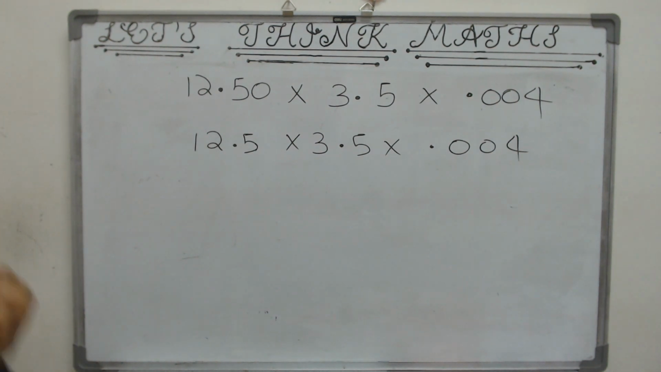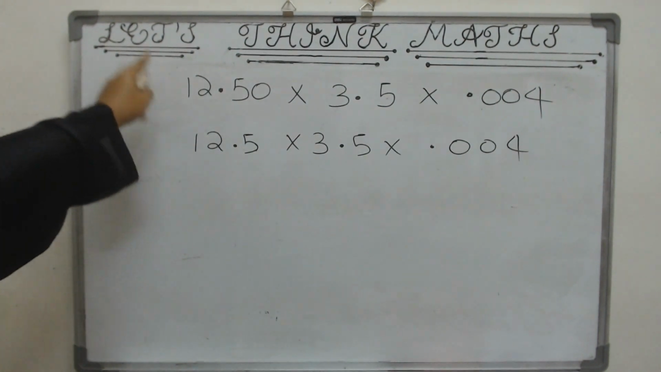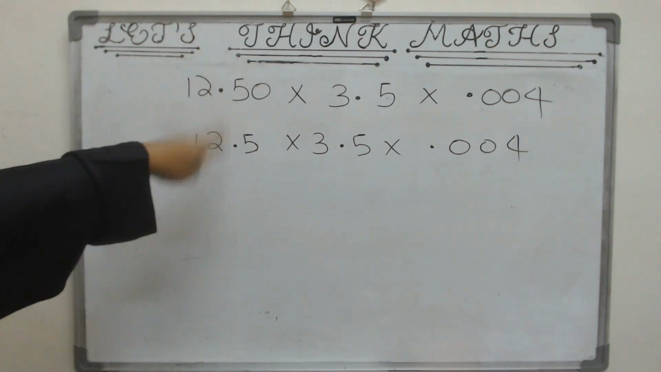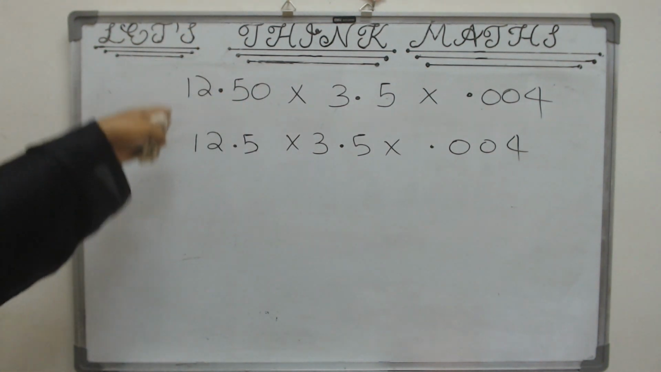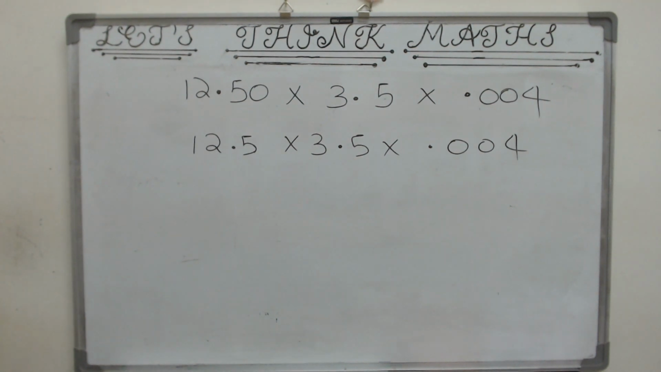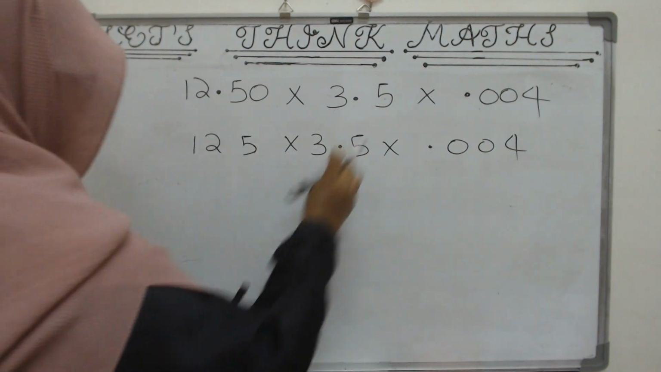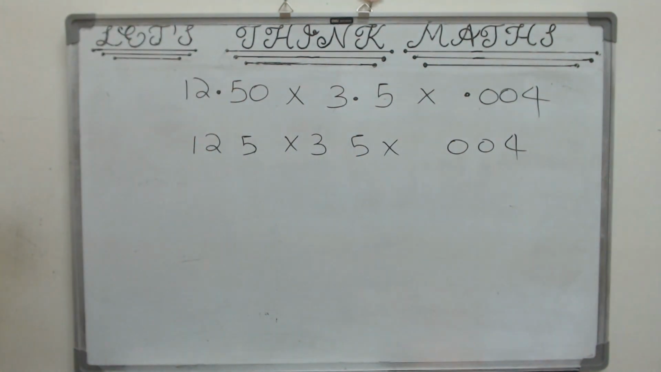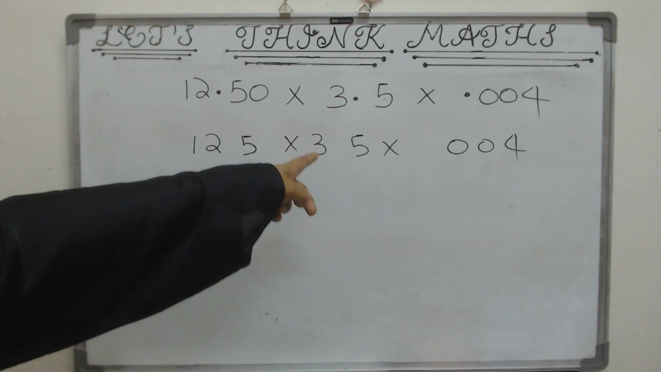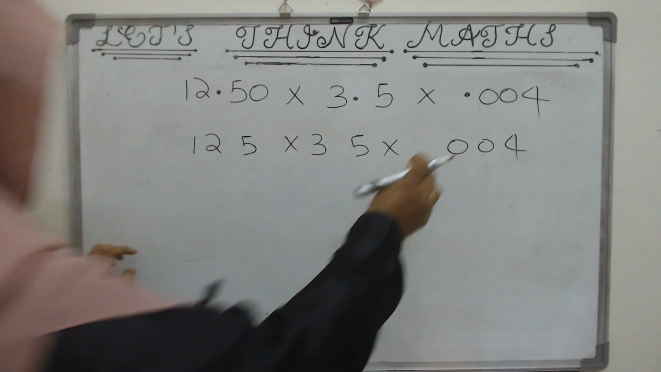Now let us just try multiplying 3 numbers. The procedure is exactly the same. What is the first step? Get rid of the decimal points and make these decimals into whole numbers. Here there is an unwanted 0 there, but anyways I have dropped it. You don't have to worry about it. These are the 3 numbers that you have. So what is the first step? Make them into whole numbers. There. We have got rid of the decimal points. So this number is now 125, this number is now 35, and this number is now 4.